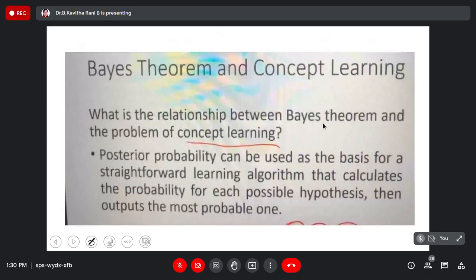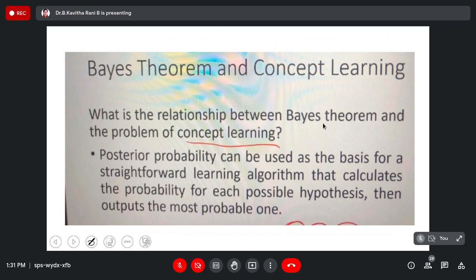Next is Bayes theorem and concept learning. So now let's see how Bayes theorem is related to concept learning. What is the relationship between Bayes theorem and the problem of concept learning?